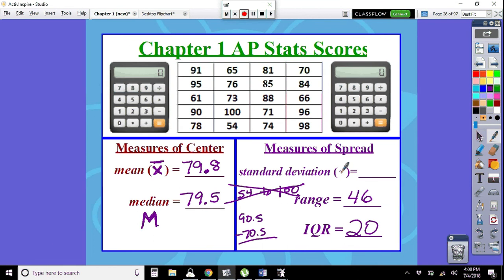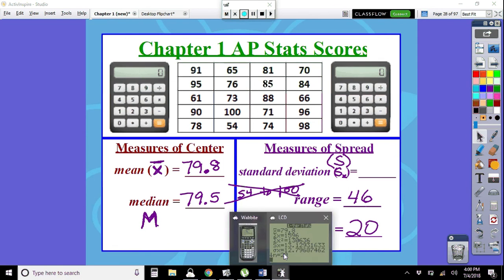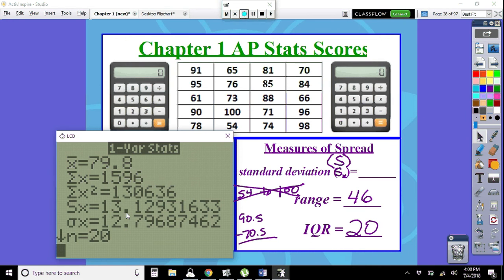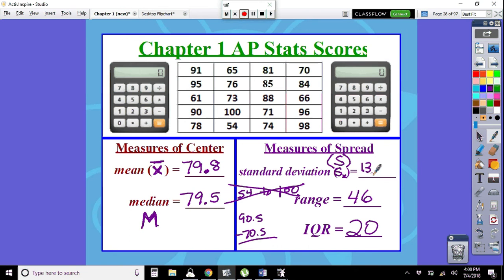So in our calculator, it calls it S sub X, or you could just call it S, either way. And that specific value, I didn't see what it was off the top of my head, and I'm going to go 2 decimal places here, so 13.13. Perfect. So the average amount that all 20 of these values differ from the mean of 79.8 is, on average, they deviate by about 13 percentage points.